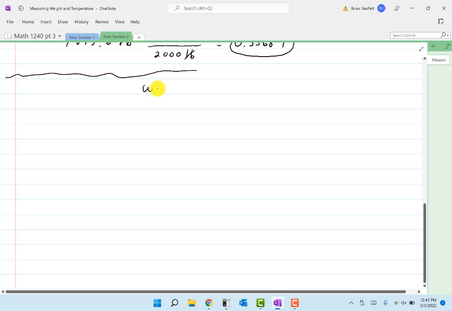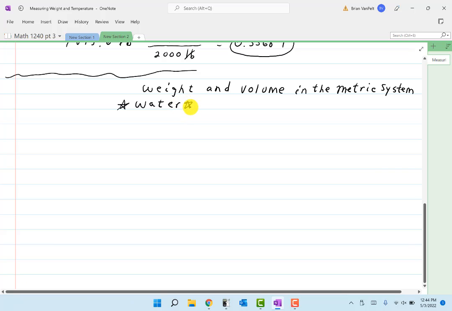Next, we're going to talk about weight and volume in the metric system. Now what they've done is everything is based on the weight of water. So these are all weights based on water. So let me do the connections here. We have the volume, the capacity, and the weight.